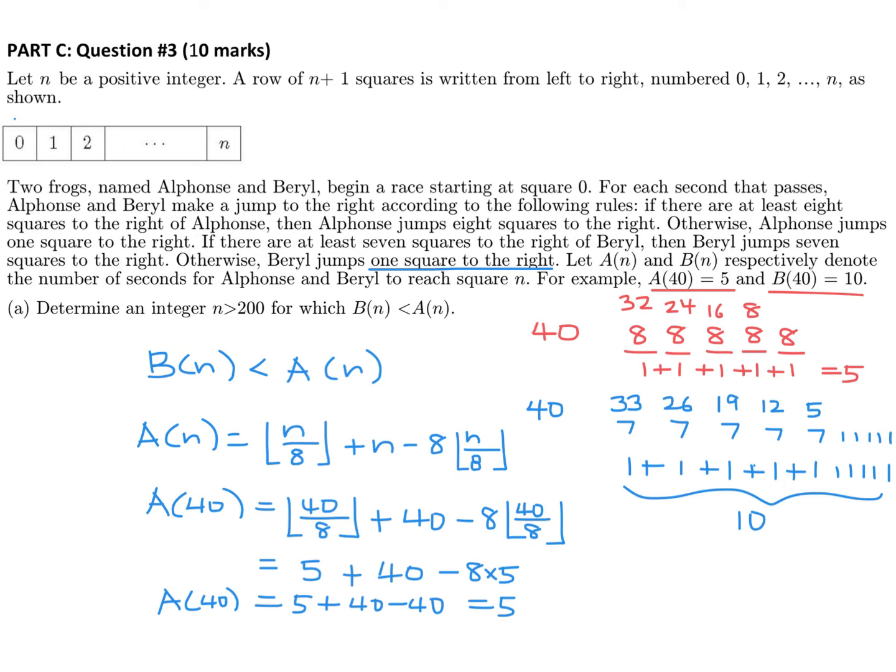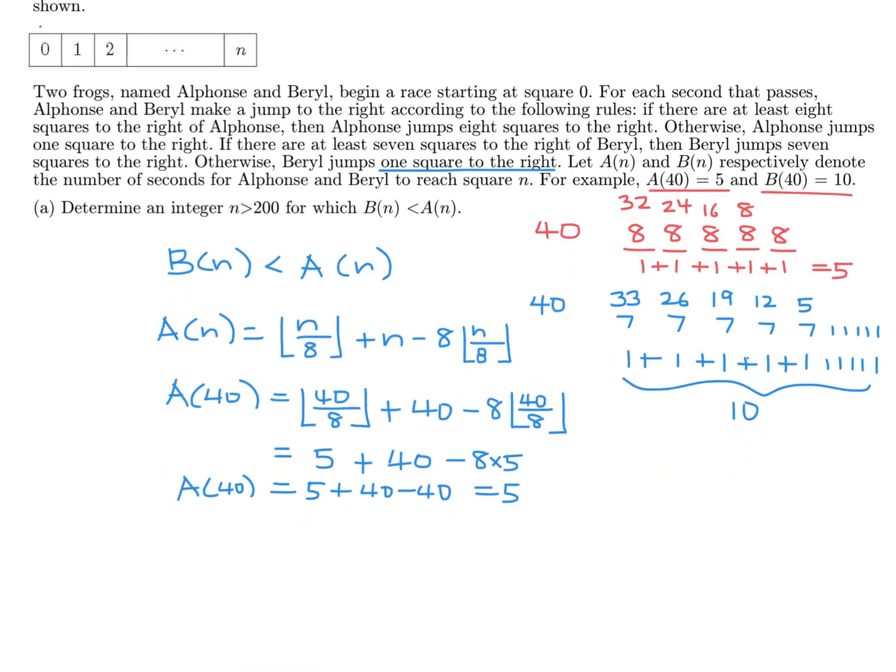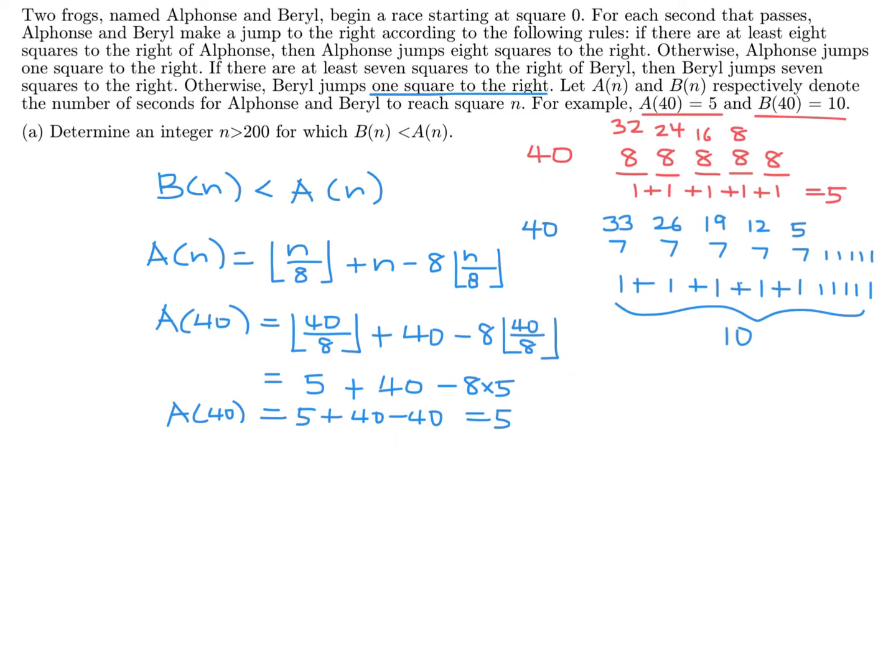And in a very similar way, you can figure out the formula for B40, and it's really just a little bit of thinking. There's no magic here. There's no magic way of doing this. So Bn in a very similar way is going to be the integer value of n over 7, plus n minus 7 times the integer value of n over 7.